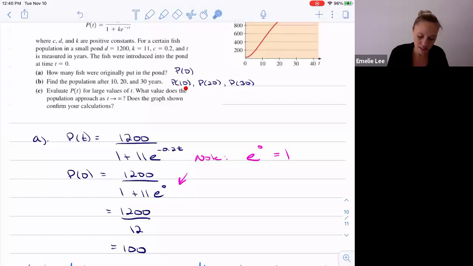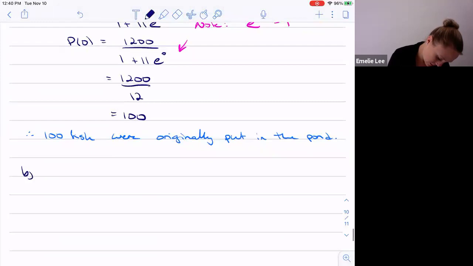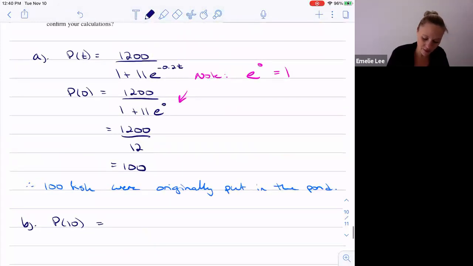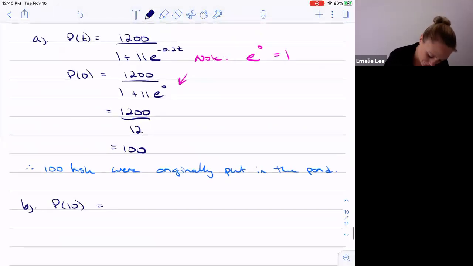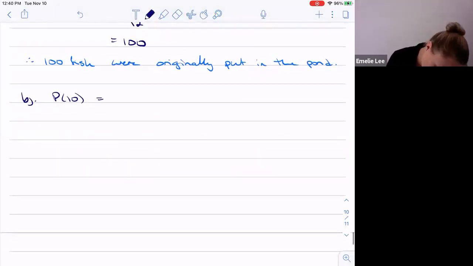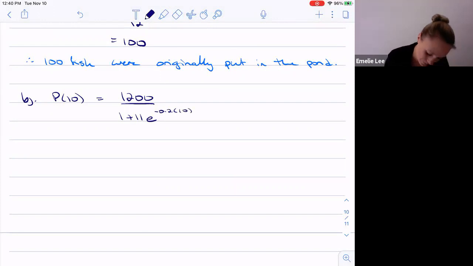We want to find P of 10. Let's start there. P of 10, same idea here. I'm going to use this equation, so 1200, and then instead of t equals 0, I'm going to have 10 now, so it's going to be an interesting number, I should say. 1200 divided by 1 plus 11 e to the negative 0.2 times 10.